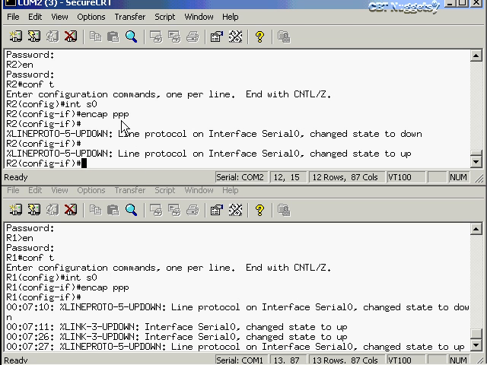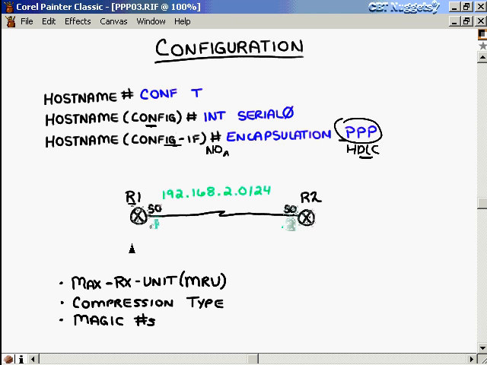Once this was changed to encapsulation PPP on router number 2, our state changed to up here and here. So as you can see, this one command of encapsulation PPP will allow us to connect from router number 1 to router number 2 and sustain traffic. And it does that because it has other variables, but what it does is simply take the default for each of those actions. So saying that, there is some advanced configuration that can be done.